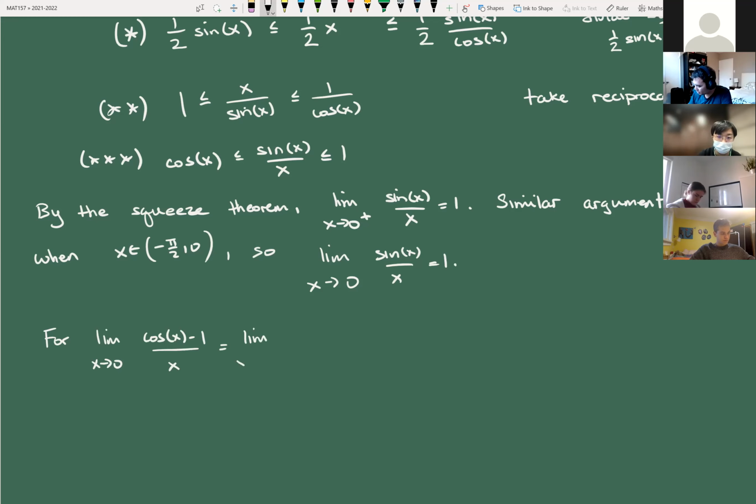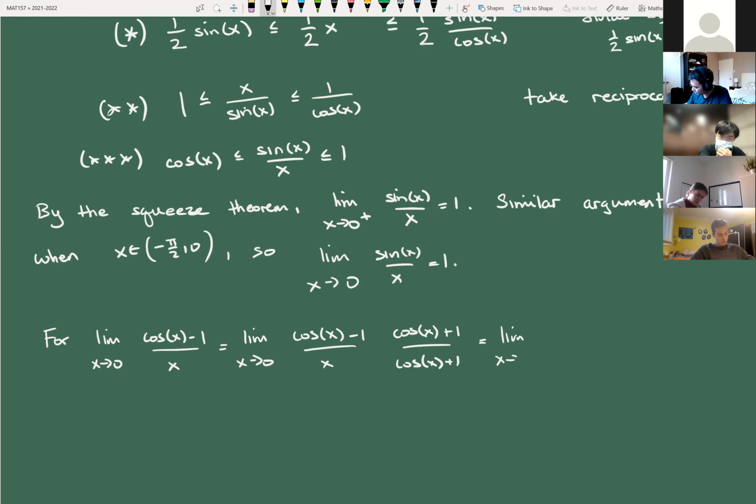So what I'm going to do is multiply by the conjugate, right? So I'm going to multiply top and bottom by cos x plus 1. So I'm going to do cos x. And you'll see why normally you actually write it the other way. You normally write it as 1 minus cos x instead of cos x minus 1.